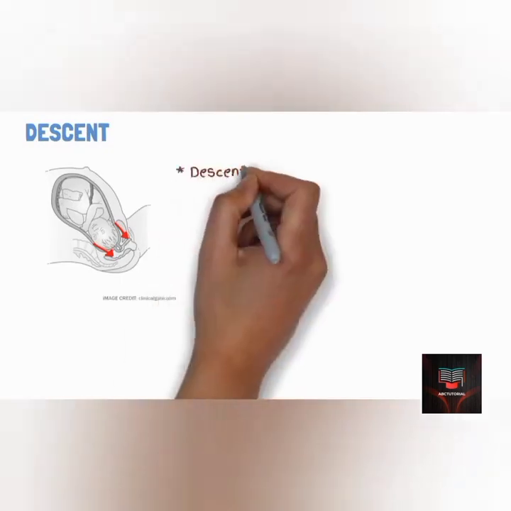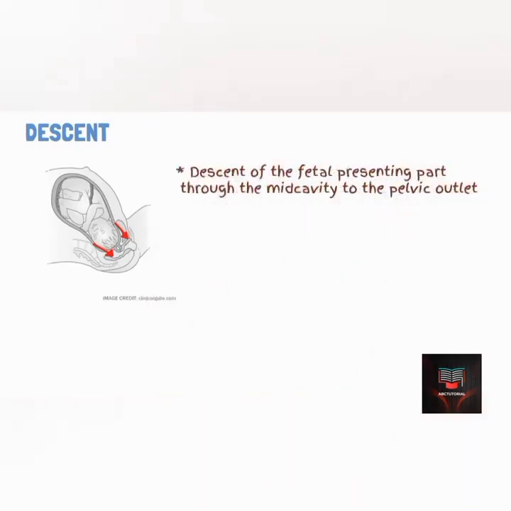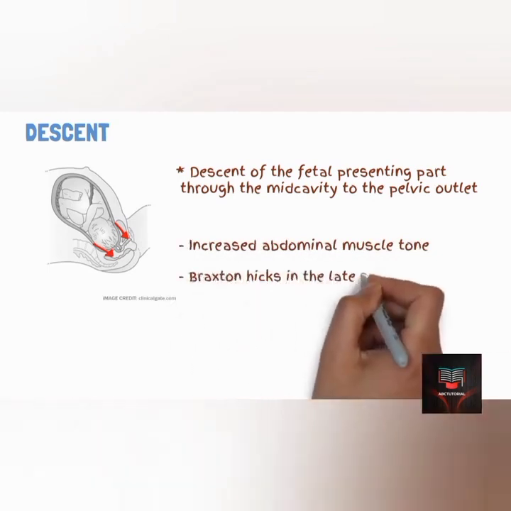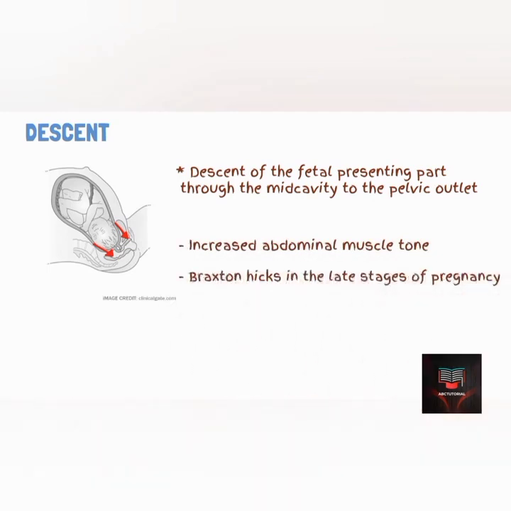Descent. This is descent of the fetal presenting part through the mid-cavity to the pelvic outlet. This is aided by the involuntary contractions of the abdominal muscles. Braxton Hicks contractions that occur in the late stage of pregnancy also help in this descent. Fundal dominance of uterine contractions during labor makes sure that the contraction starts in the fundus and passes downwards, hence effective in pushing the fetus downward.